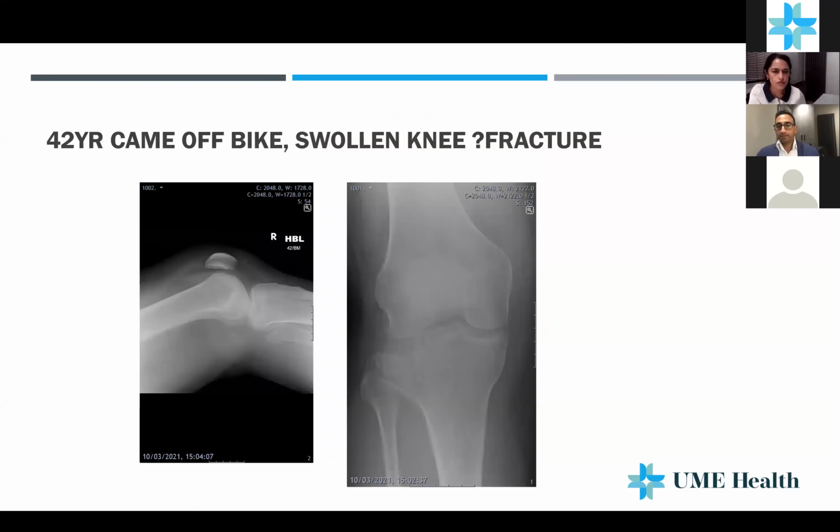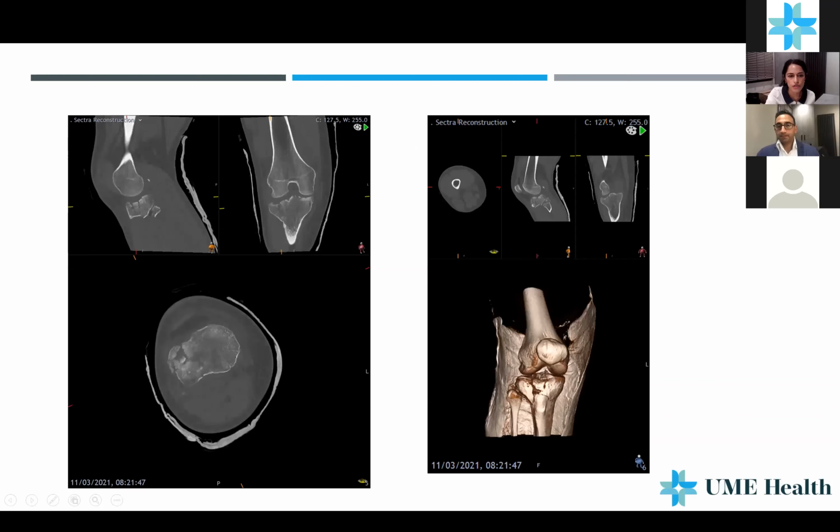So another case, a 42-year-old came off a bike, has a swollen knee, query fracture. This is quite a straightforward case. You'll notice now with a trained eye, a lipohemarthrosis, and then a very complex lateral tibial plateau fracture. We did a CT to further characterize, and it shows multiple depressed bone fragments involving a large area of the articular margin, and it also propagates into the intercondylar region and also extends to the junction between the diaphysis and the metaphysis. So really significant injury, and this is very useful with the multiplanar and the 3D reconstruction for the orthopedic surgeon to plan surgery.